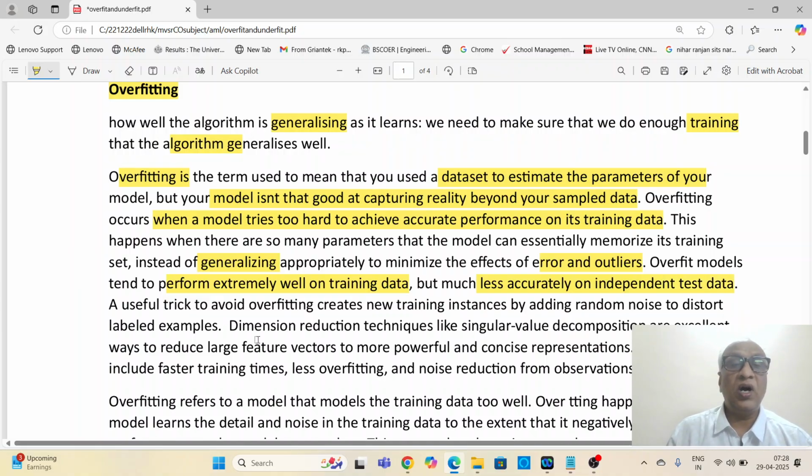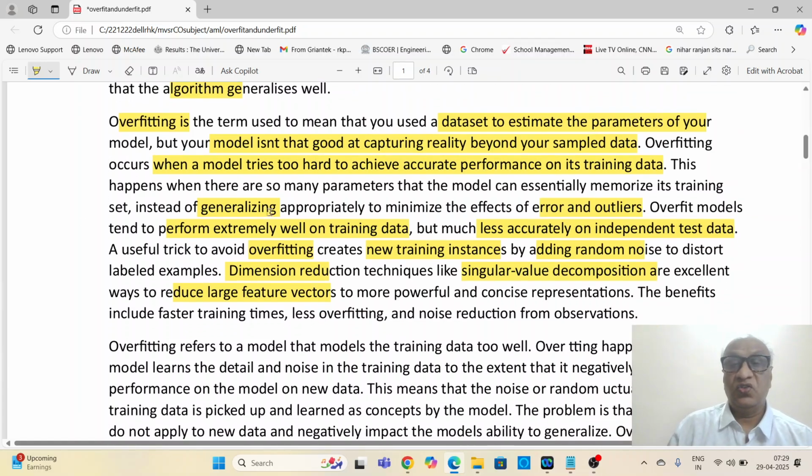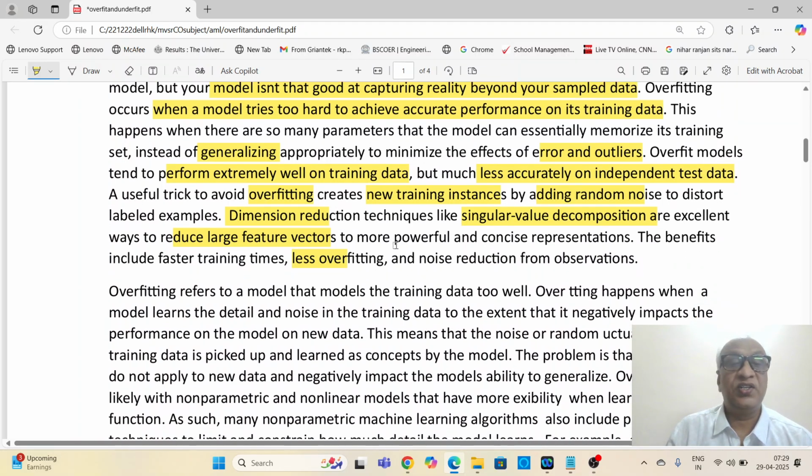Now, how do I try to avoid overfitting? You create new training instances by adding some random noise. Dimensionality reduction is one technique, let us say singular value decomposition. It's a good way to reduce large feature vectors. So dimension reduction can lead to less overfitting and noise reduction.